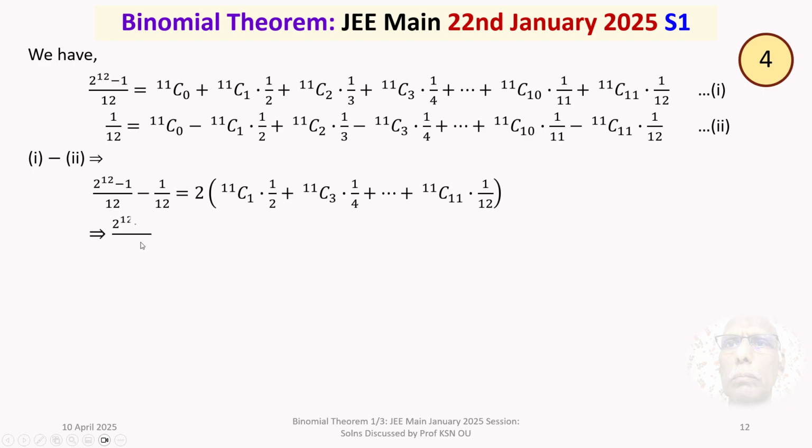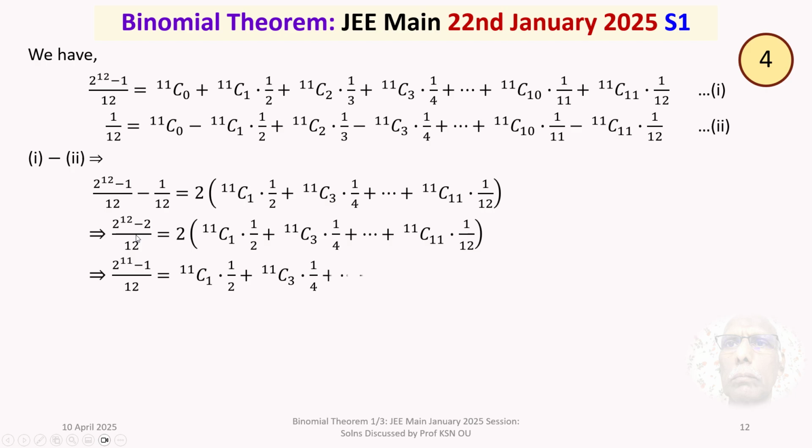Right. Now, this will imply 2 to the power of 12 minus 1 minus 2 by 12 is equal to 2 times 11 c1 into 1 by 2 plus 11 c3 into 1 by 4 plus etc. plus 11 c11 into 1 by 12. That is equal to 2 to the power of 11 minus 1 by 12. Why? This 2 we are cancelling. It is equal to 11 C1 by 2, 11 C3 by 4 plus 11 C11 by 12. That is precisely sigma r is equal to 0 to 5, 11 C2r plus 1 by 2r plus 2.